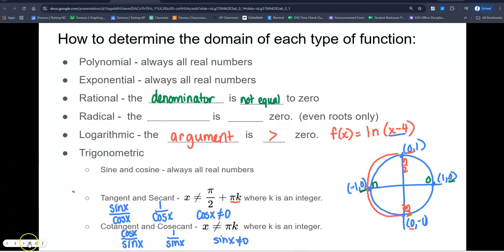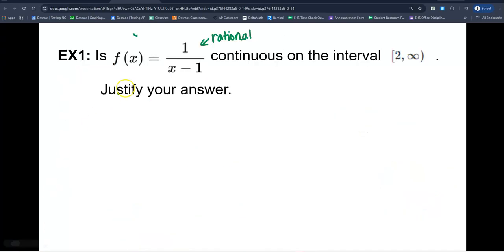So the denominator is not equal to 0 there. So f of x is a rational function, therefore it is, oh, I really shouldn't have done that.